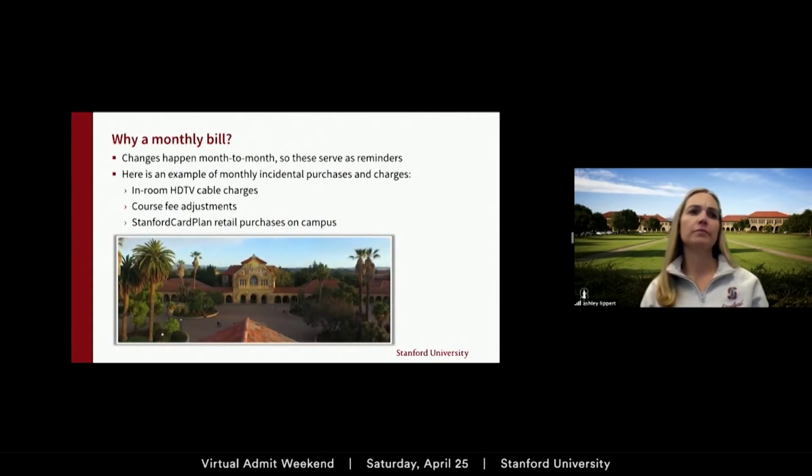Why a monthly bill? Monthly bills are sent as reminders of changes to the student bill. Month to month, students may incur additional charges or make purchases like in-room HDTV cable charges, course fees, or Stanford Card Plan retail purchases on campus. In the next slide, I will talk in greater detail about the Stanford Card Plan.